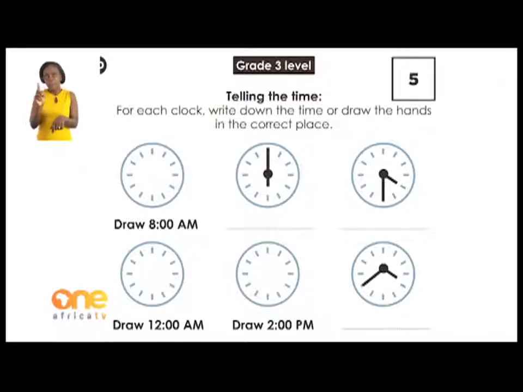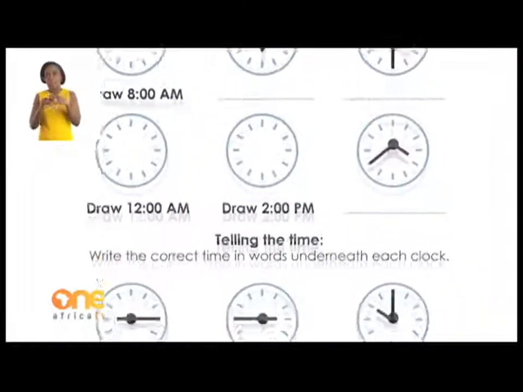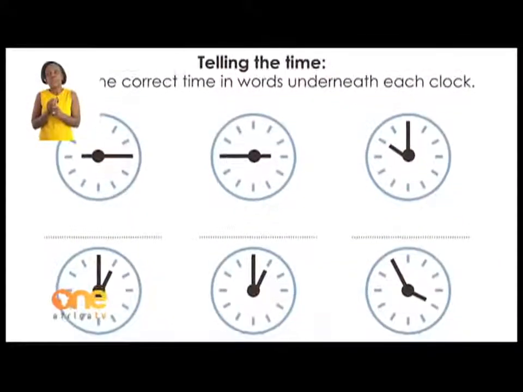You draw for me the hands. And on the second activity, you are going to tell me again what time is this. All the clocks you must now tell me what time are they showing. Remember, 6:30 is on the 6, the long hand. O'clock is on the 12, the long hand. 15:15 is on the 3.